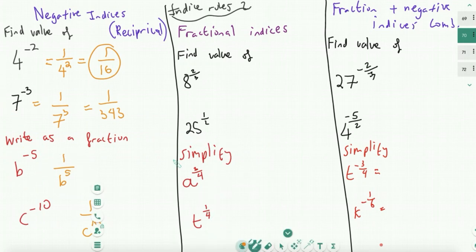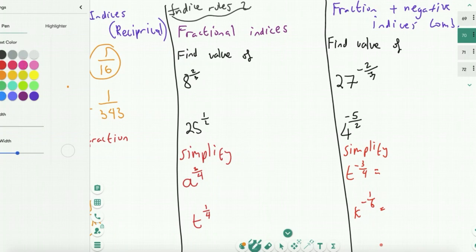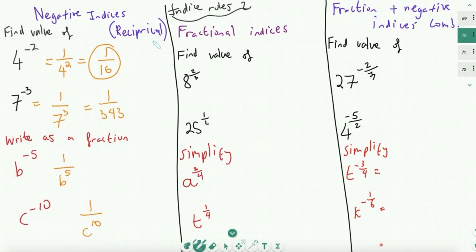Next is fractional indices. Find the value of 8 to the power of 2/3. This does not mean find 2/3 of 8. You just have to memorize 2 simple facts when we have fraction indices. We root with the denominator and we power with the numerator.